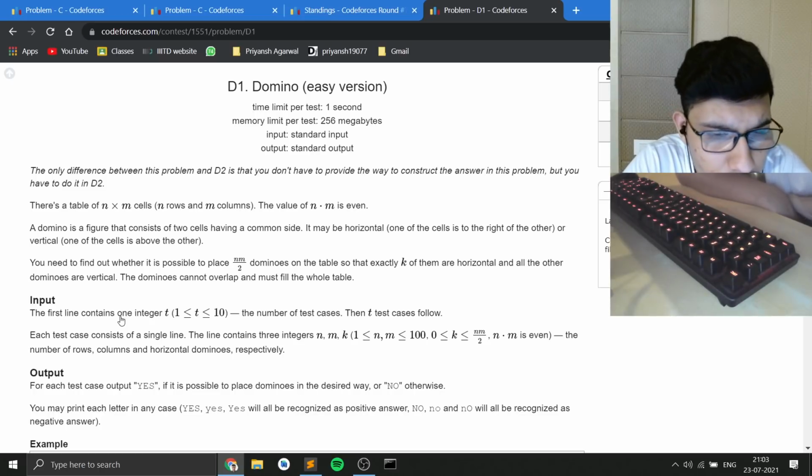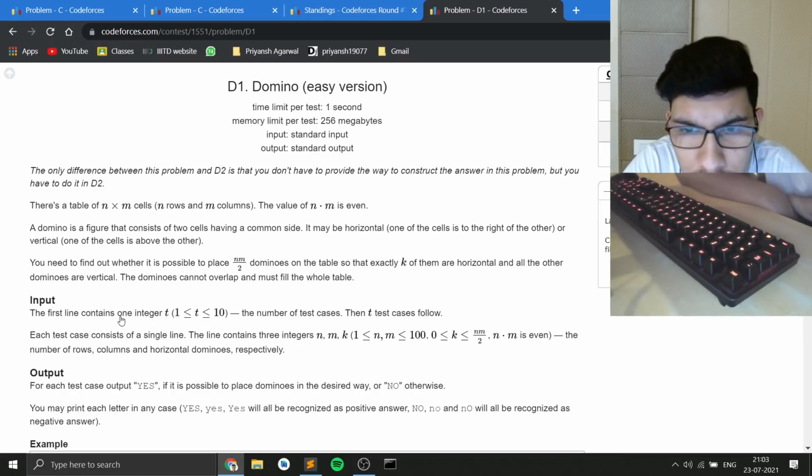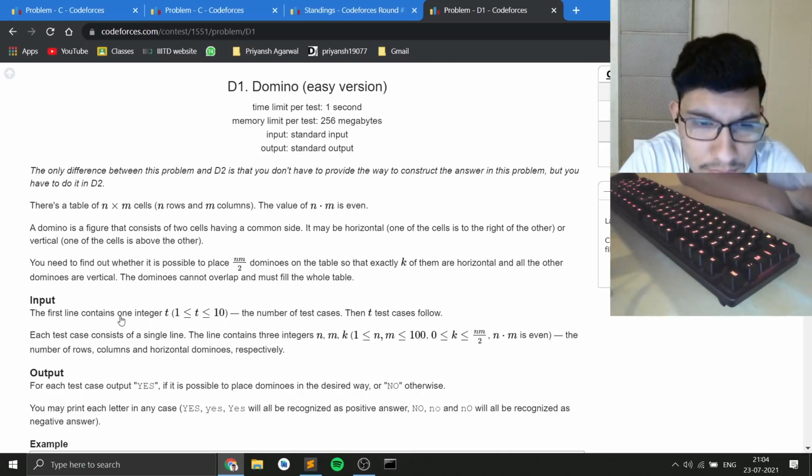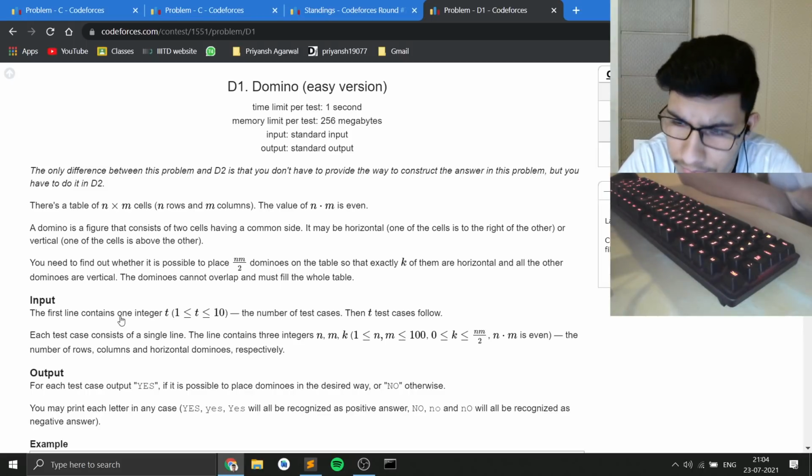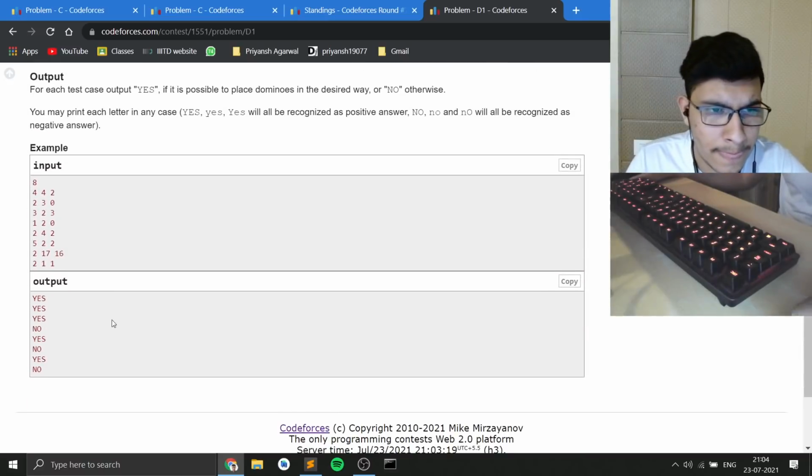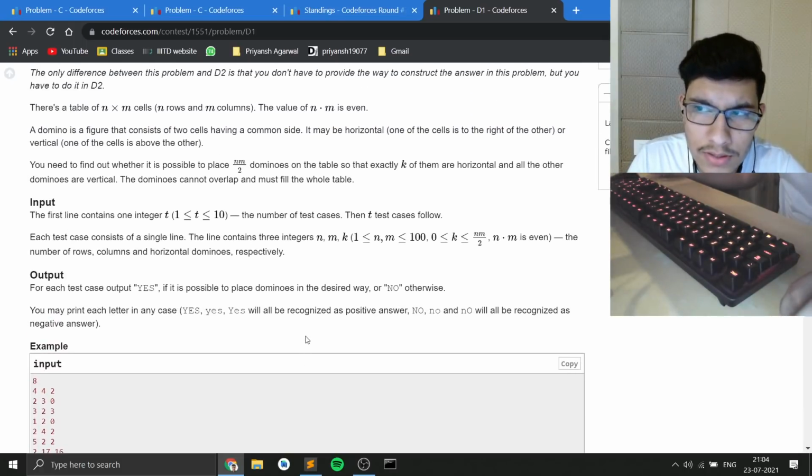Okay. You need to find out whether it is possible to place n m by 2 dominoes on the table so that exactly k of them are horizontal and all other dominoes are vertical. Okay. Dominoes cannot overlap and must fill the whole table. Right. Exactly, k of them are horizontal.